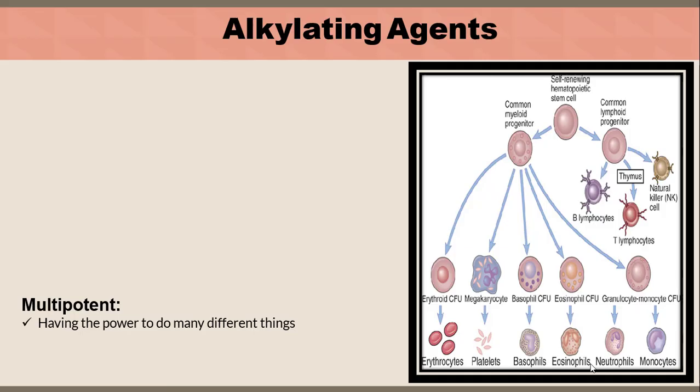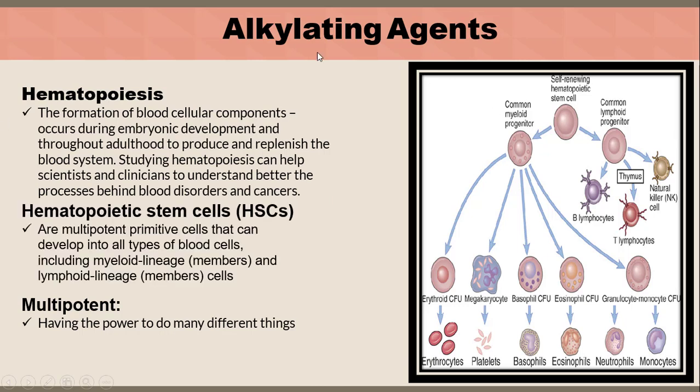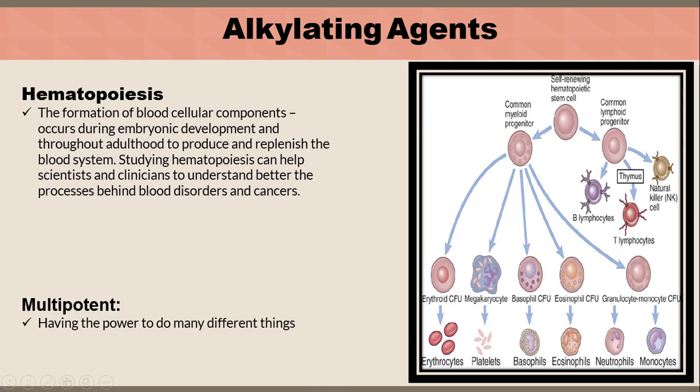What is hematopoiesis? It is the formation of blood cellular components, which occurs during embryonic development and throughout adulthood to produce and replenish the blood system. Studying hematopoiesis can help scientists and clinicians to better understand the processes behind blood disorders and cancers.